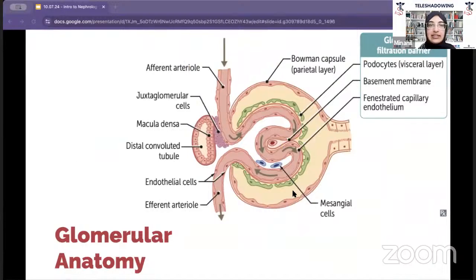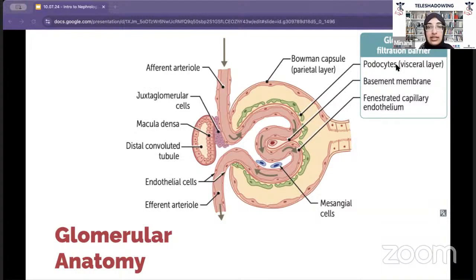So here, this is the glomerulus. The blood is filtered through a 3-layer barrier composed of endothelial cells, the basal membrane, and also the podocytes. And this filtration barrier ensures that large molecules like proteins and blood cells will remain in the bloodstream while the smaller molecules like water, electrolytes, and waste products like urea or nitrogen will pass through into the nephron.